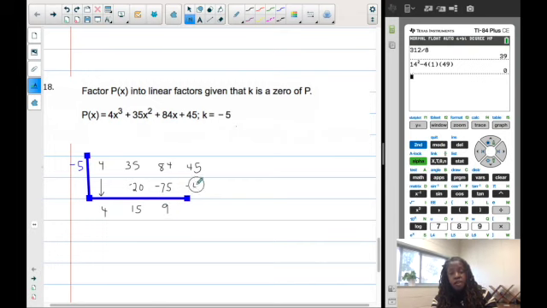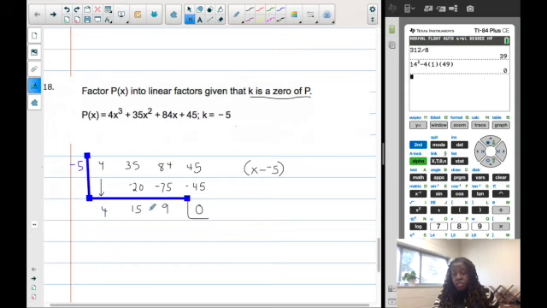It seems to have worked out quite well, because they told us in the notes in the very beginning, our directions, k is a 0 of p. If k is a 0, that means that we're going to get a 0 for our remainder. How wonderful. All right, so this minus 5 is one of my factors, so I can go ahead and write x minus negative 5, or x plus 5 in a few minutes.